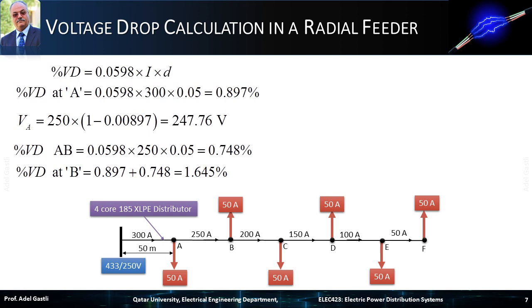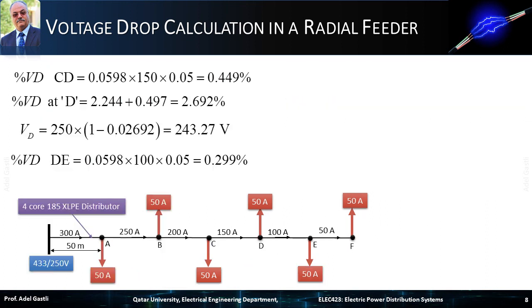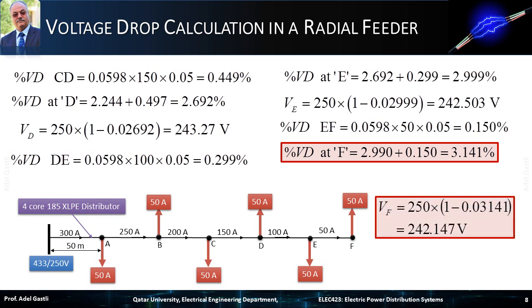Similarly, we can calculate the percent voltage drop at each point as follows. At the end, we find the total percent voltage drop at point F equals 3.141%, which is equivalent to a voltage at point F of 250 volts minus the voltage drop of 250 times 0.03141, that is 242.147 volts.